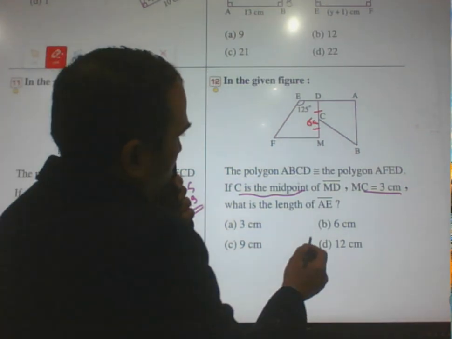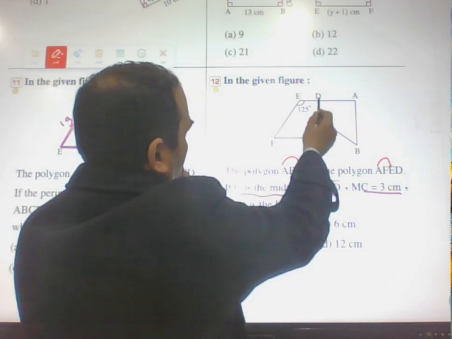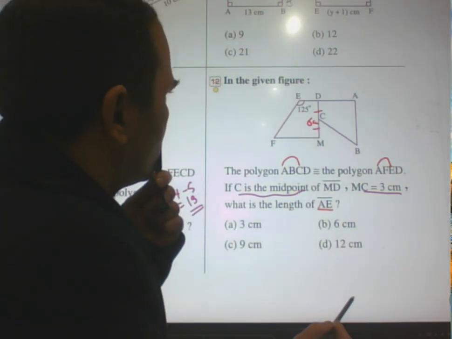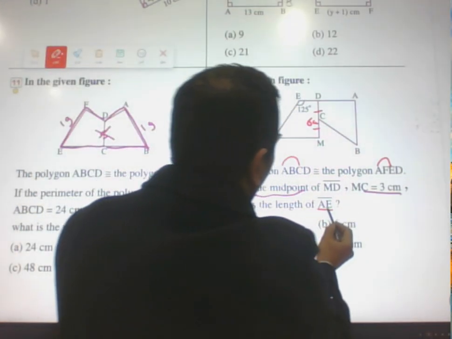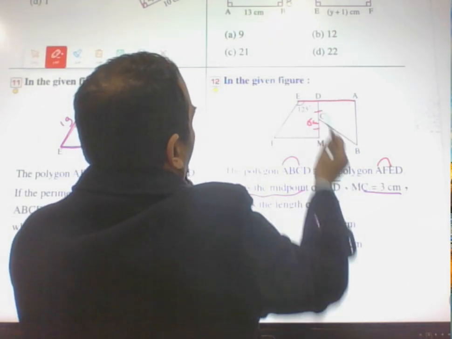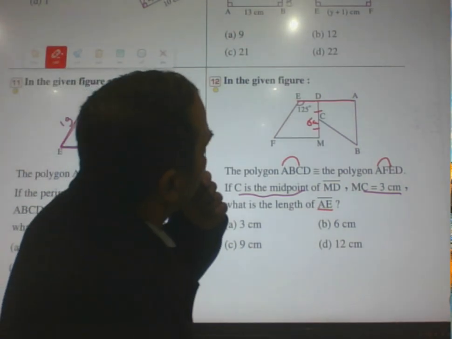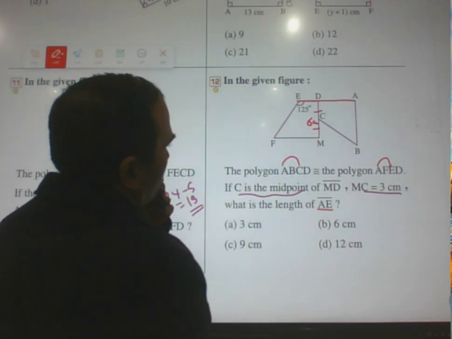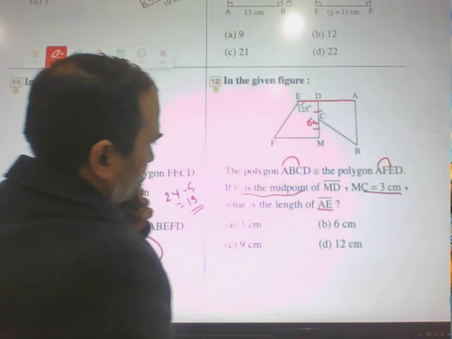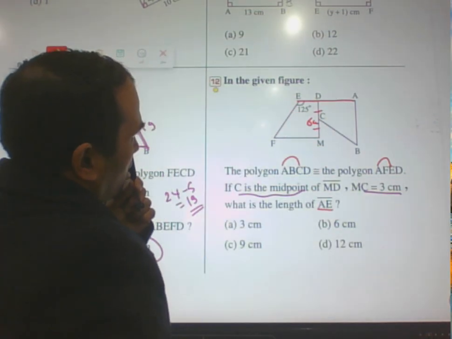You want to find the length of AE. Look here, AE. AE is equivalent to AC. I need to find AC. Look here, AE, this line segment AE. We want AE. AE equals what? ABCD is congruent to the polygon AFED. We want to find the length of the base.